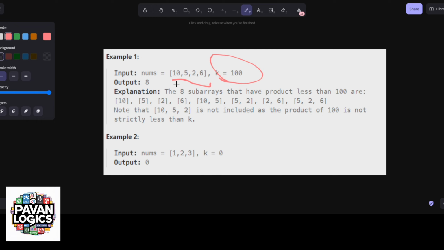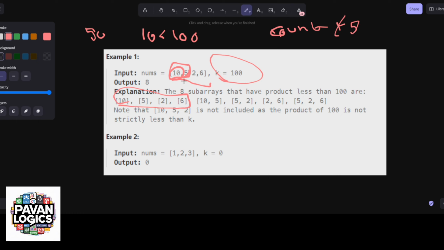So 10 is less than 100. 5 is also less than 100. Individually they will each be one subarray, so our count is 4. Next, 10 times 5 is 50. 50 is less than 100, yes. So the count will be 5.